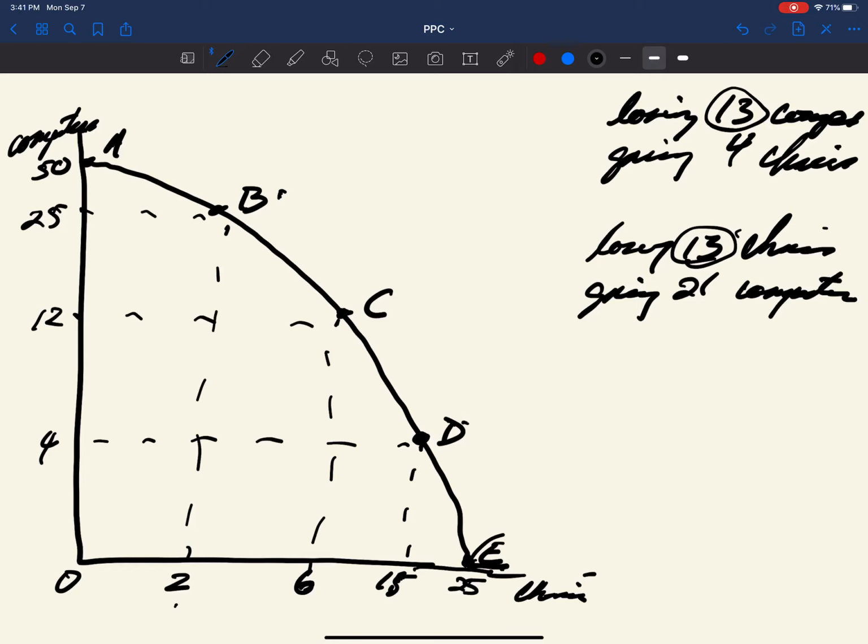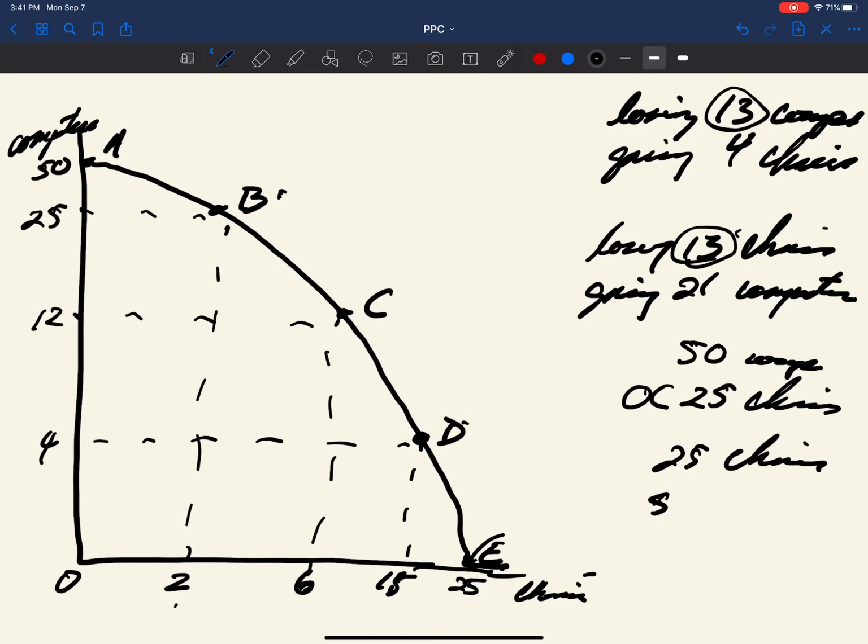And this is going to be true if I was producing here at point E or point A. If I decide to produce at point A, then my choice is to make 50 computers. Okay? But my opportunity cost is 25 chairs. And similarly, if I were to go from A to E, my choice would be to make 25 chairs, and I would lose 50 computers. So that's how you read opportunity cost on this.